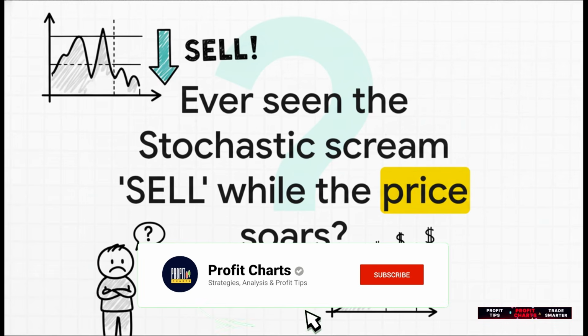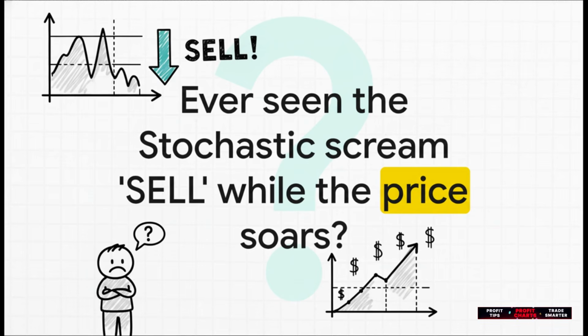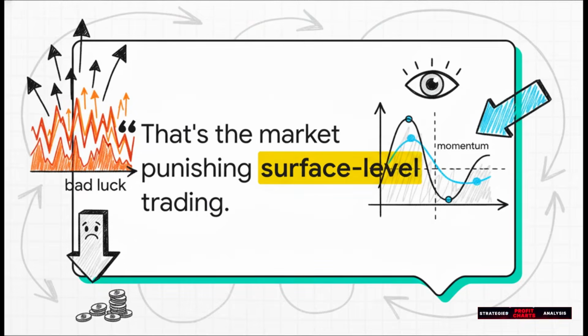The stochastic is way up in that overbought territory. It's screaming at you to sell. So you do, and then you just watch in pain as the price keeps rocketing up without you. It's a classic and super frustrating scenario. But here's the thing, that's not just bad luck. It's not the market being unfair. It's the market punishing a surface-level understanding of what this indicator is actually telling you.